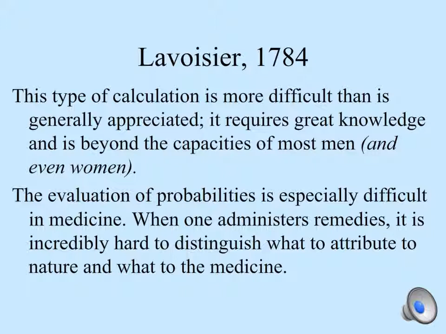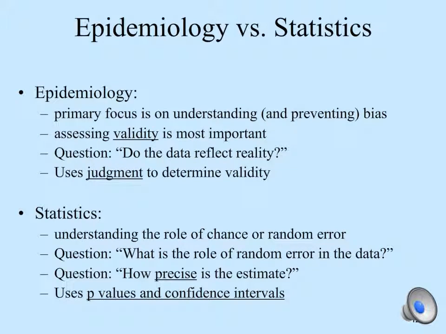That's a very, very true statement even today, but where I disagree with Lavoisier on this statement is that he talks about probabilities. And I think when we evaluate scientific evidence, it's not the probabilities that are especially difficult. I think that what is especially difficult is evaluating the validity of claims. And you remember, let me just review for a second the difference between probabilities and validity. In order to do that, we'll talk about the difference between epidemiology and statistics.